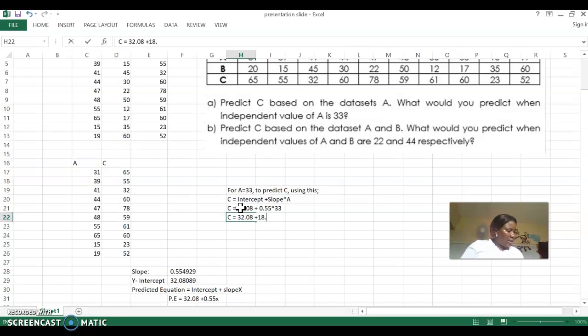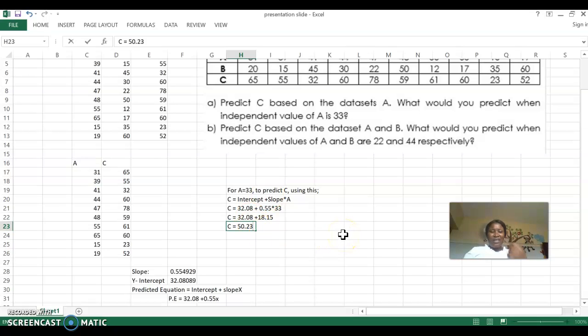18.16. I guess, okay, like 18.15 based on my calculation. So adding up the two will give me 50.23. That is the value of C. C is predicted to be 50.23 when the data set of A is 33.